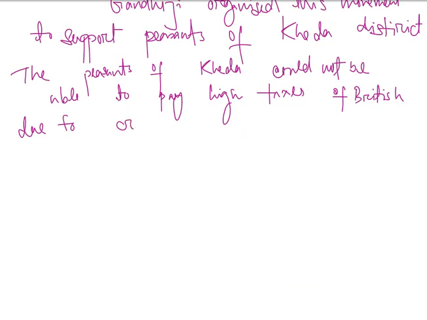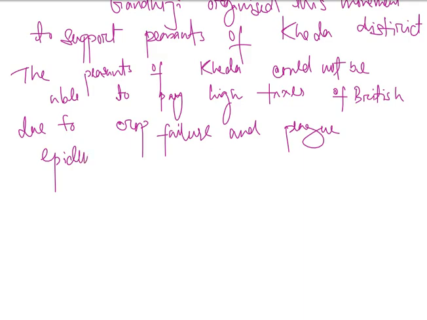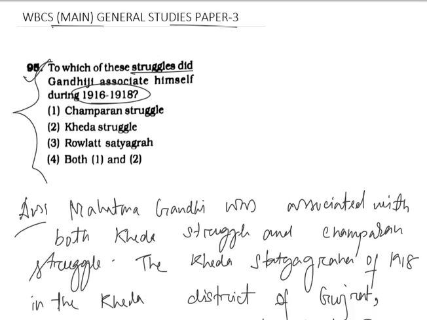Due to crop failure and plague epidemic. Okay, therefore the option 4 must be the right answer. So we have successfully answered this question, and that's all for today. Thank you very much.